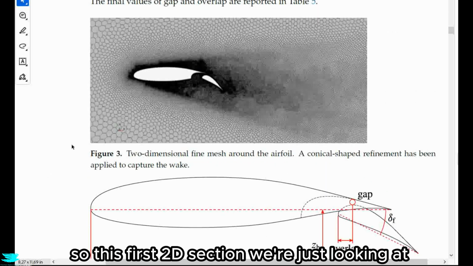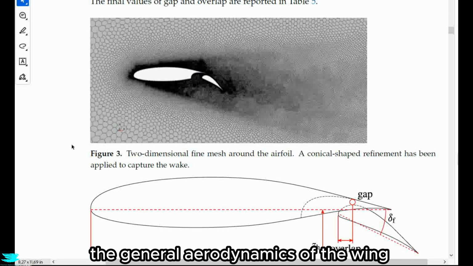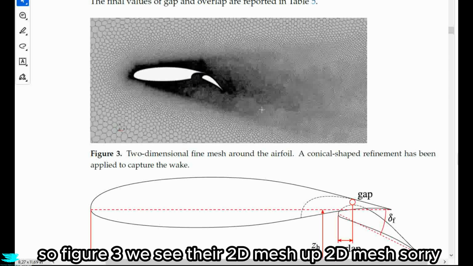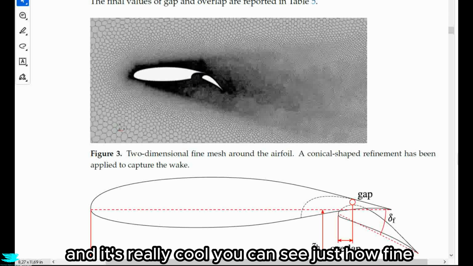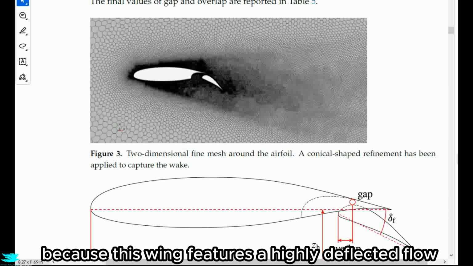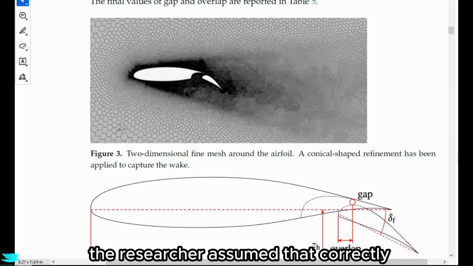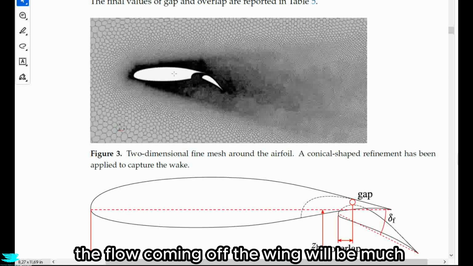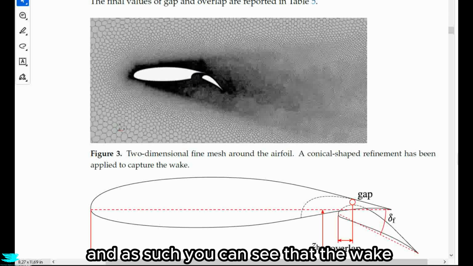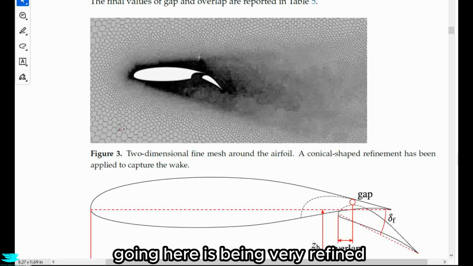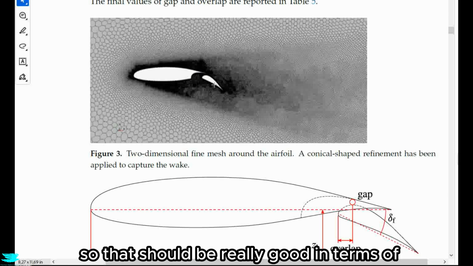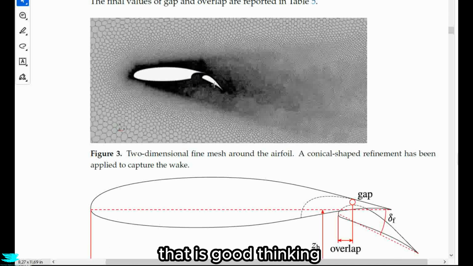So this first 2D section, we're just looking at the general aerodynamics of the wing, just to get a good feel of it. So in figure 3, we see the 2D mesh, and it's really cool. You can see just how fine the cells become around the wing. And one thing to note is that because this wing features a highly deflected flap, the researchers assumed, correctly, that the wake coming off the wing will be much larger than a wing with a flap retracted. And as such, you can see that the wake going here is being very refined, both up and down in this cone shape. So that should be really good in terms of highlighting the different flow features. So that is good thinking.